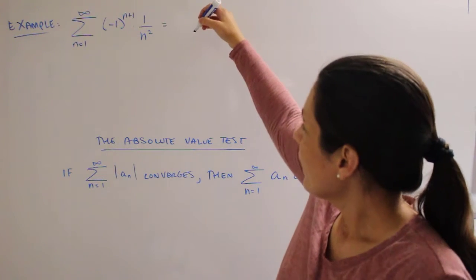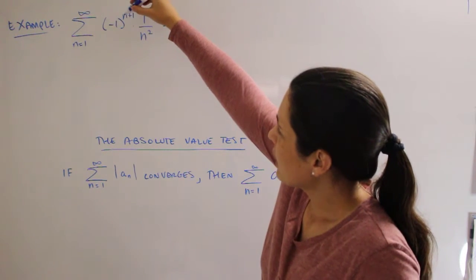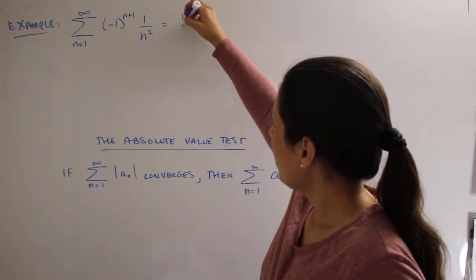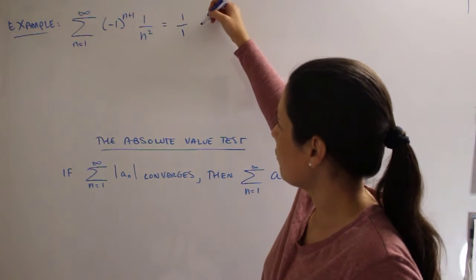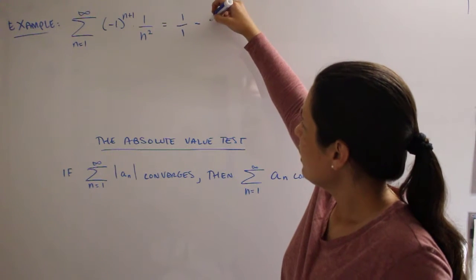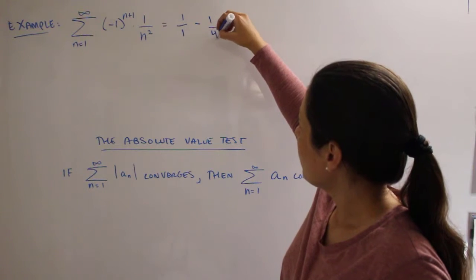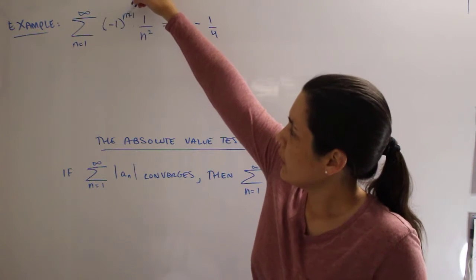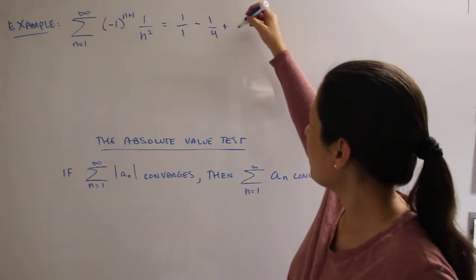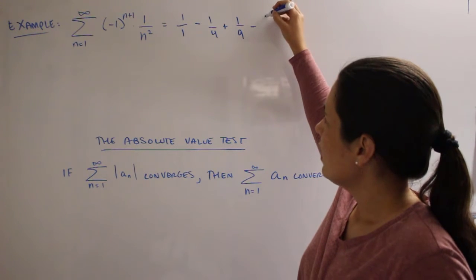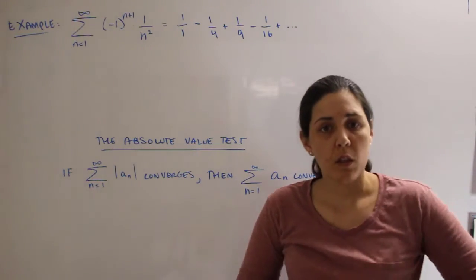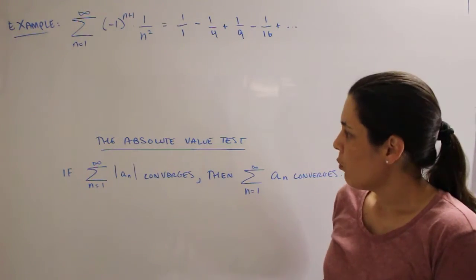So the terms here: if we plug in 1, that's an even exponent, so it's going to turn positive. That's 1 over 1, so the first term is just positive 1. When I plug in 2, that's an odd exponent, keeping it negative, and then we have 2 squared, so negative 1/4. The next term, when I plug in 3, is an even exponent, so it turns back positive, and then I have 3 squared on the bottom, so 1/9, and so on. This would be 1/16.